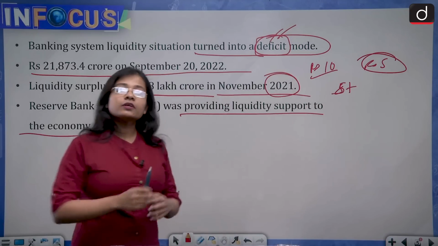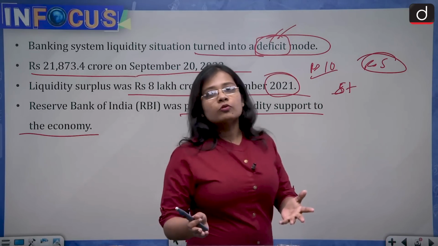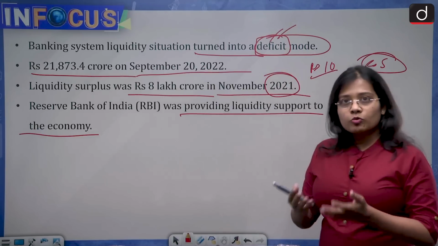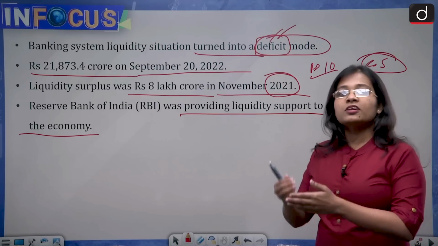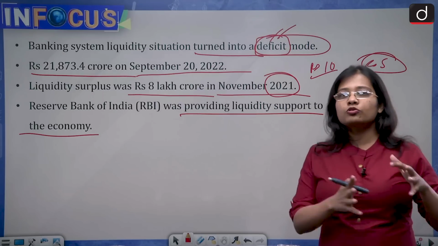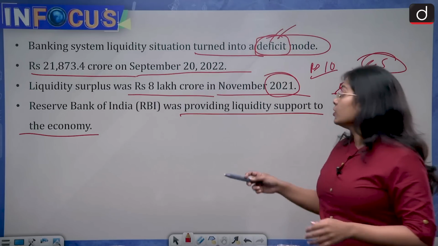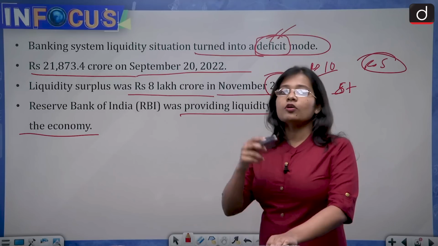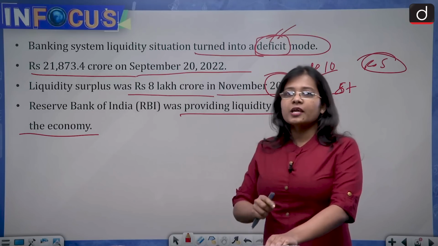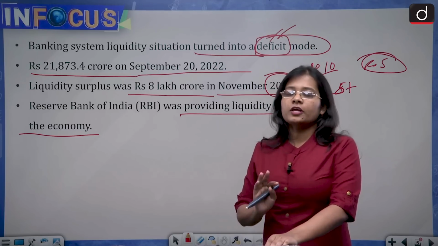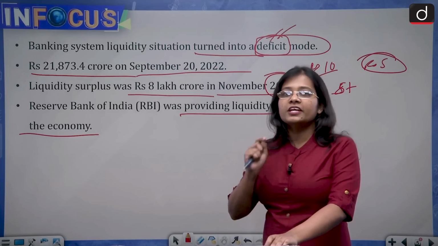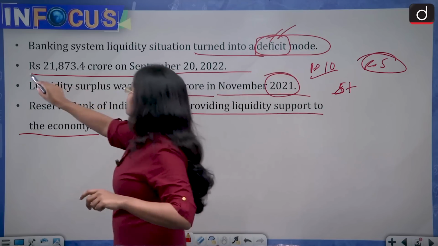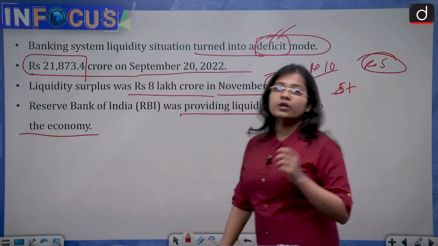But now at present, because things are becoming normal and getting back into line, the RBI is no more pumping money, or has reduced pumping money as compared to earlier times. So that is not the primary reason of the deficit, but that can be one of the reasons. But the core idea is that the Indian banking system is experiencing a deficit of 21,873.4 crore rupees.